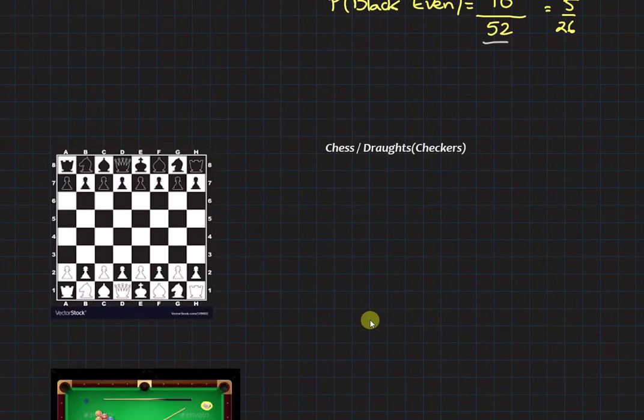A couple of other ones, things you might get asked is the probability of, let's go back to my normal colour, the probability of a black square randomly chosen.